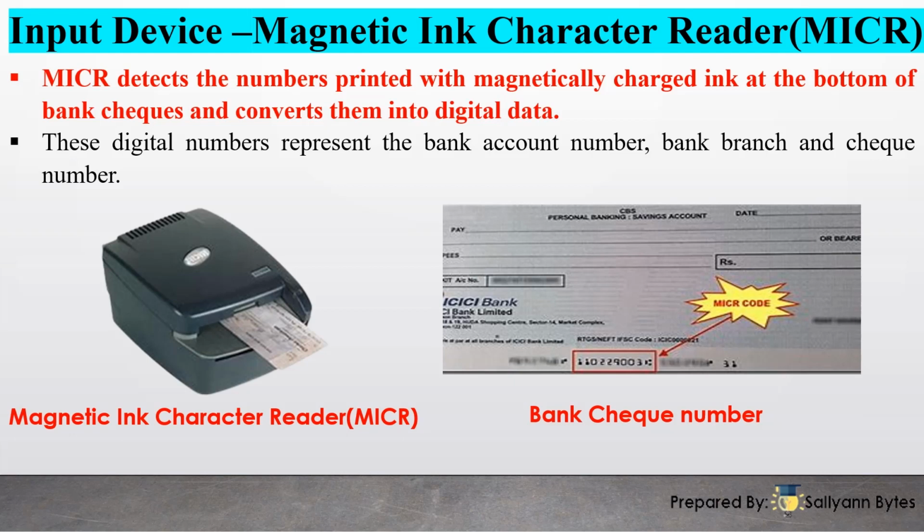Next input device is the magnetic ink character reader, MICR. MICR detects the numbers printed with magnetically charged ink at the bottom of bank checks and converts them into digital data. These digital numbers represent the bank account number, bank branch, and check number.